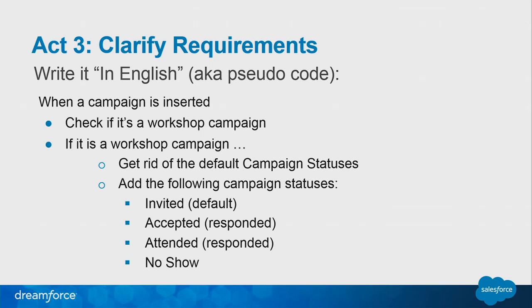So when a campaign is inserted, check to see if it's a workshop campaign. If it is a workshop campaign, get rid of those default campaign statuses of sent and responded, and add the following, the ones that you learned about from your yoga teacher or manager: invited, accepted, attended, and no-show.